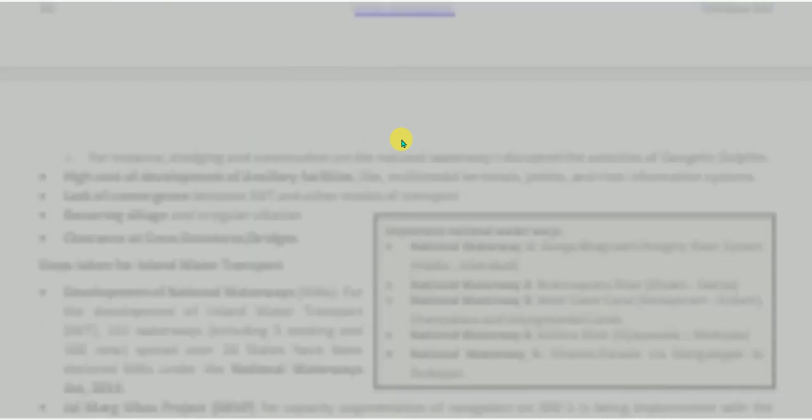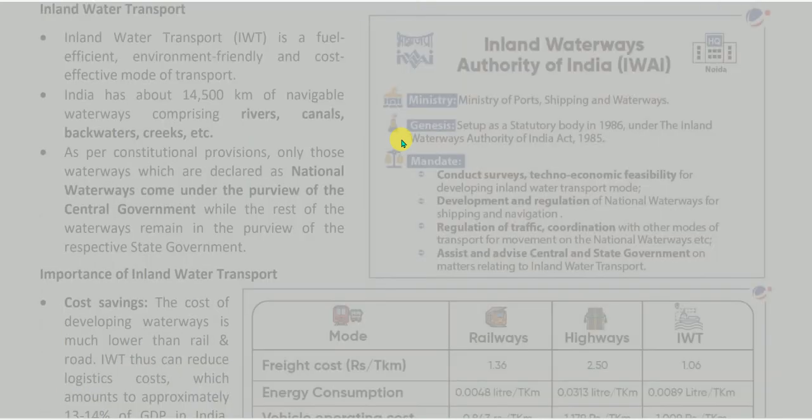Inland water transport. Inland water transport, IWT, is a fuel-efficient, environment-friendly and cost-effective mode of transport. India has about 14,500 kilometers of navigable waterways comprising rivers, canals, backwaters, creeks, etc. As per constitutional provisions, only those waterways which are declared as national waterways come under the purview of the central government, while the rest of the waterways remain in the purview of the respective state government.